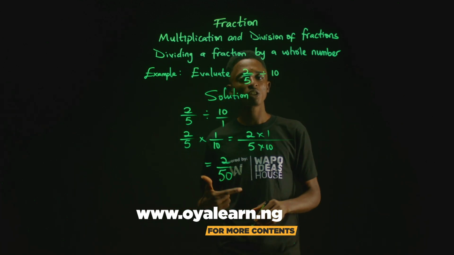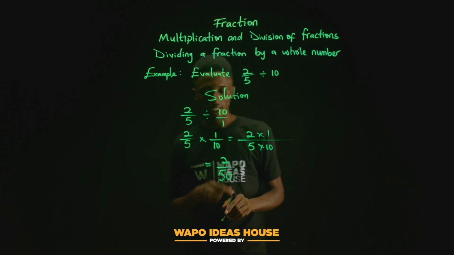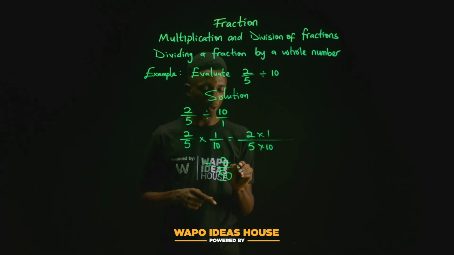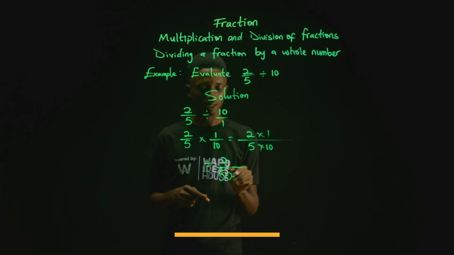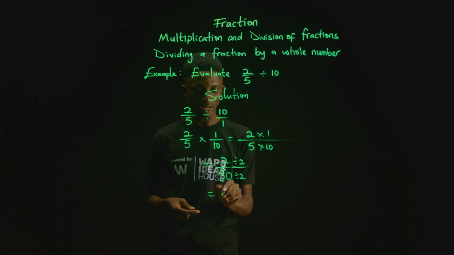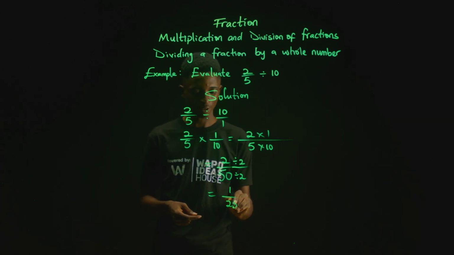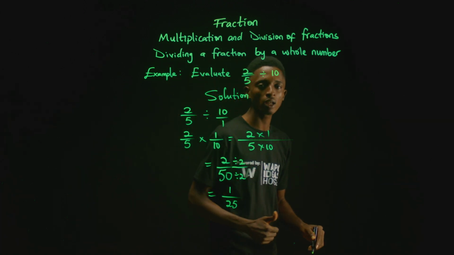Now remember to always check your fraction and ensure that you bring it to its lowest term. In this case, we see that there's a common factor of 2, so we divide both the numerator and denominator by 2. And when we do that, 2 divided by 2 gives us 1, and 50 divided by 2 will give us 25, making our answer 1 over 25.